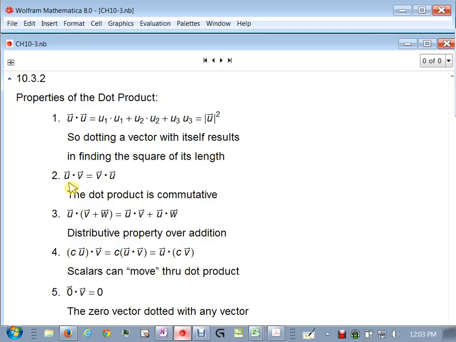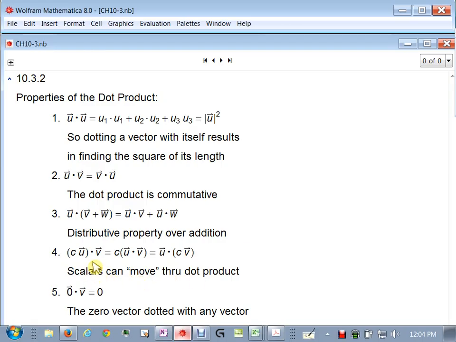This property says if I dot u and v, it doesn't matter which order I go in. That's because multiplication is commutative, so order doesn't matter. And then we have the distributive property over addition. So if I take two vectors and add them, and then dot that new vector with u, I could, if I wanted to, dot the u and the v, then dot the u and the w, and put those two answers together through addition.